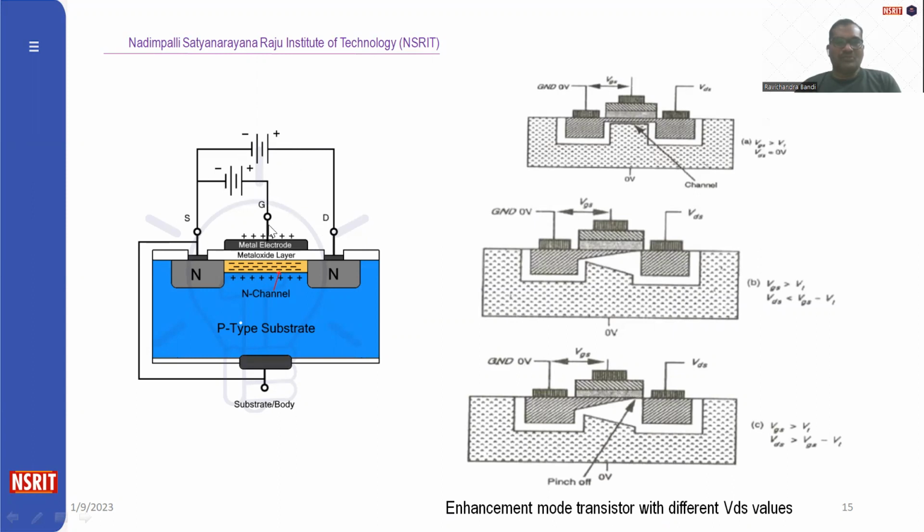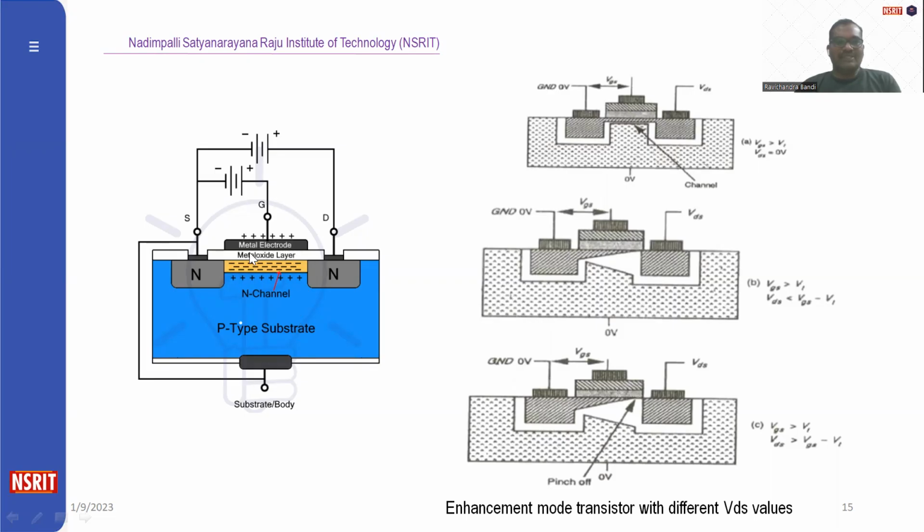When we apply positive VGS here, on one side of the gate, the positive voltage is accumulated. On the other side, it will repel the positive charge, nothing but holes in the p-type substrate, and attract electrons from the p substrate to the other side of the SiO2. So these signs indicate the accumulation of electrons.